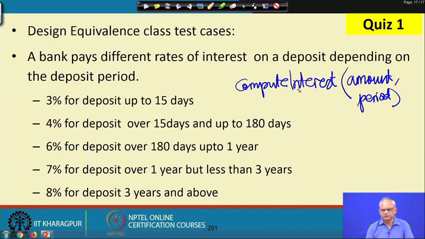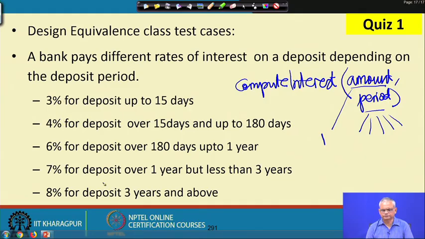Now, observe here that even though there are two parameters, the behavior of the function does not matter much on the amount. So, for the amount, there is only one valid equivalence class, and then we have an invalid equivalence class. Whereas for the period, there are 1, 2, 3, 4, 5. So, there are 5 equivalence classes for the period, because depending on the period, it provides different behavior, that is different interest rate.